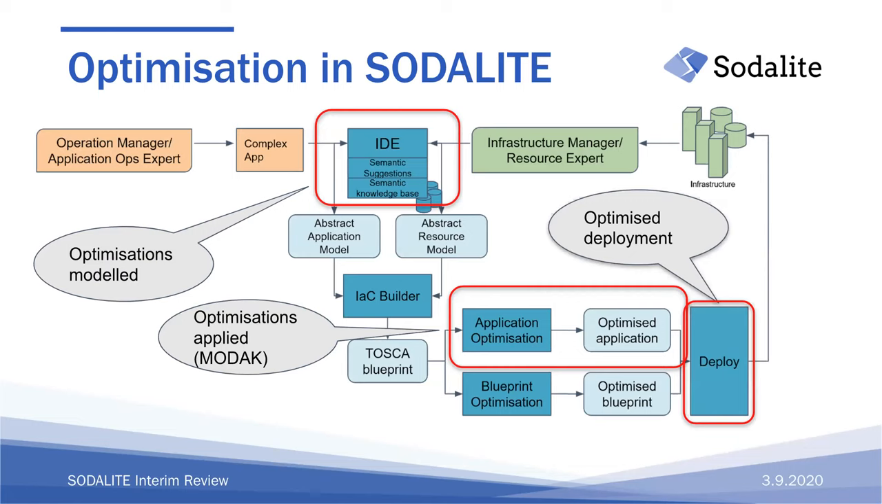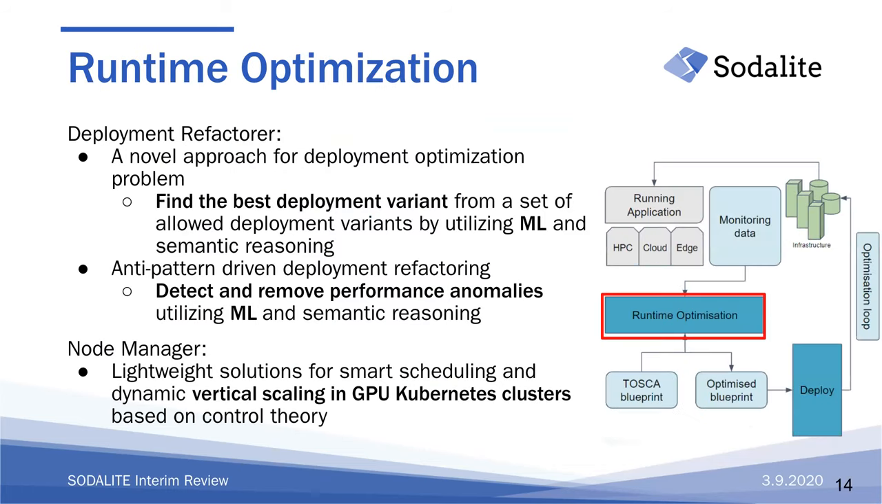As I mentioned before, we have this application optimization, but I'm not going to spend time on it. And then finally, for what concerns the runtime optimization, Indiga has mentioned what we call the refactorer, so the ability to modify the TOSCA specification and essentially redeploy part of the application in a different way. The other approach that we have for runtime optimization is based on control theory and is essentially a mechanism to perform vertical scaling, in which the scaling is not triggered by a rule-based approach as in the typical solutions, but by an algorithm driven by a control theory model.